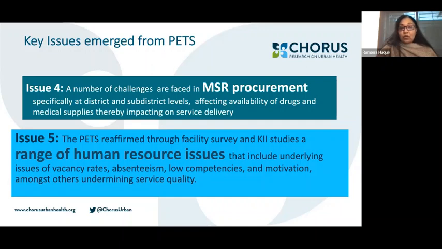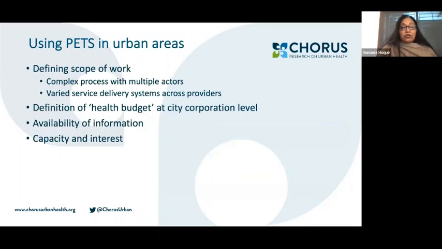And the PETs also confirm a range of human resources issues: there are vacancies, there is absenteeism, there are low competencies, and low motivation, among other reasons why service quality sometimes becomes low in the country. So these all came up from PETs. If we really want to use this information or these types of analysis for urban areas, because what we did was the Ministry of Health and their allocation for the rural area.